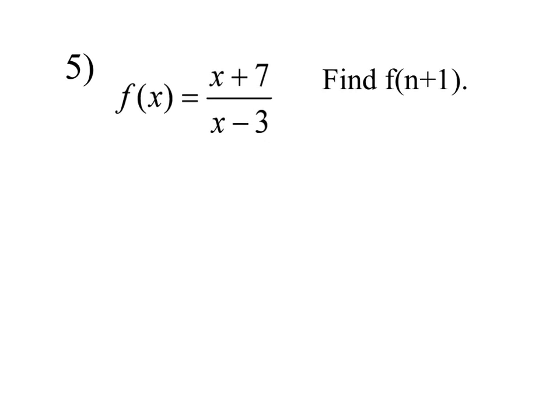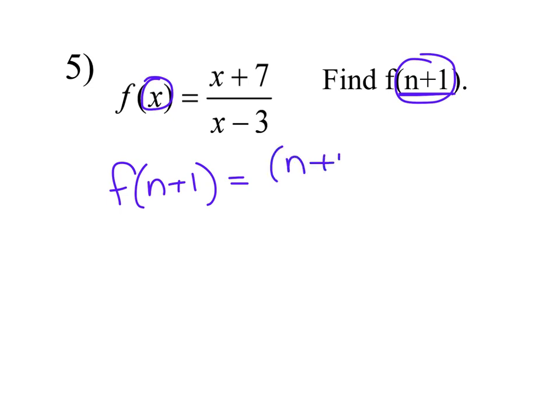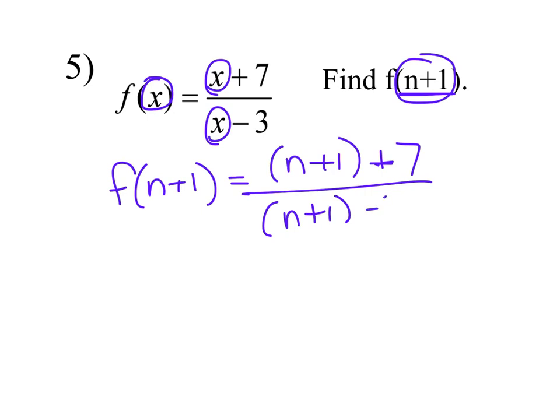All right, number 5. Now we're going to have things where we're plugging in something that's not necessarily a number. When we're plugging in something like n plus 1, it's the same process. Everywhere there's an x, I simply put n plus 1. So I'm putting n plus 1 everywhere I see it, in parentheses: n plus 1 goes here, plus 7, all over it. Now this one, n plus 1 minus 3.